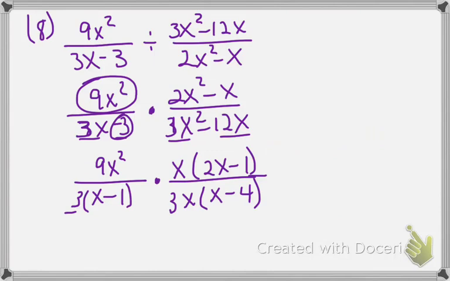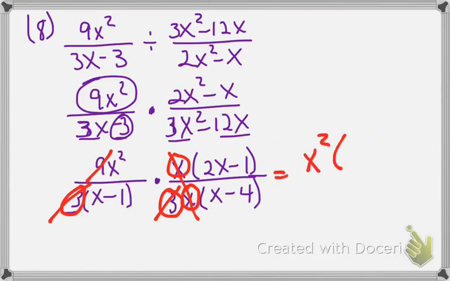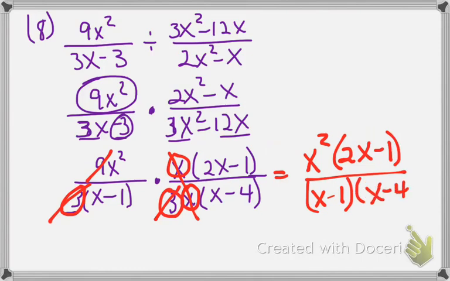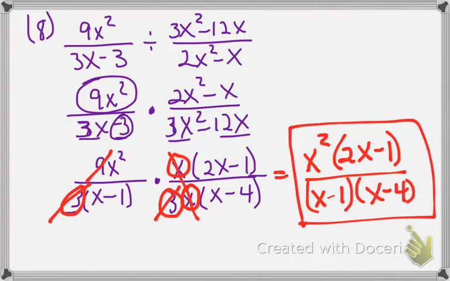We don't have any groupings that are going to cancel, but we do have some terms that will. So, for example, this x could cancel with this x right there. And since I have 3 times 3 in the denominator, and 3 times 3 equals 9, I could cancel both of these 3's with this 9. And that leaves me with a pretty big answer. X squared times 2x minus 1 over x minus 1 times x minus 4. But we were at least able to simplify parts of it.